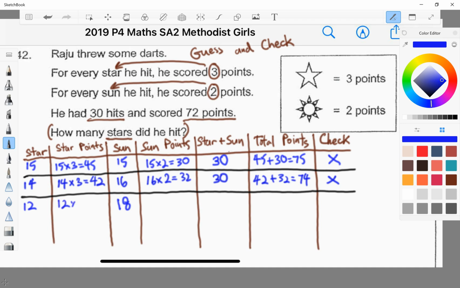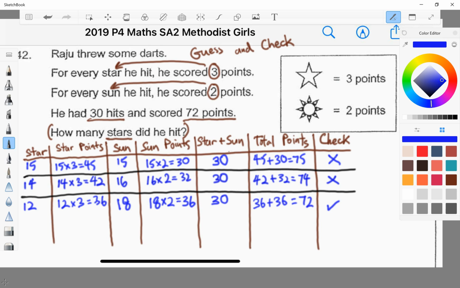12 times 3 gets us to 36. Then 18 times 2 also gets us to 36. When we add up 12 and 18, it brings us to 30. And what about the total points? 36 plus 36 gets us to 72. So this is the jackpot moment that we're all waiting for. At this point in time, you can actually pop the champagne and celebrate because we have found the answer.